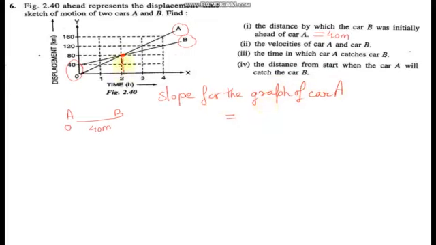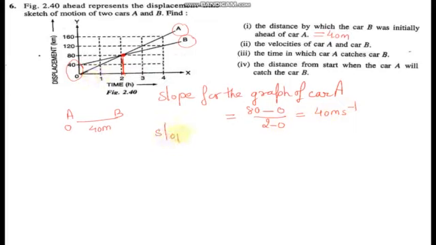अब ये perpendicular height है. Perpendicular height means this point is 80 meter minus this point is 0 meter. What is the horizontal height? This is the horizontal height, which is 2 minus 0. So it comes out to be 40 meter per second. जो इसका slope है वही इसकी velocity है.